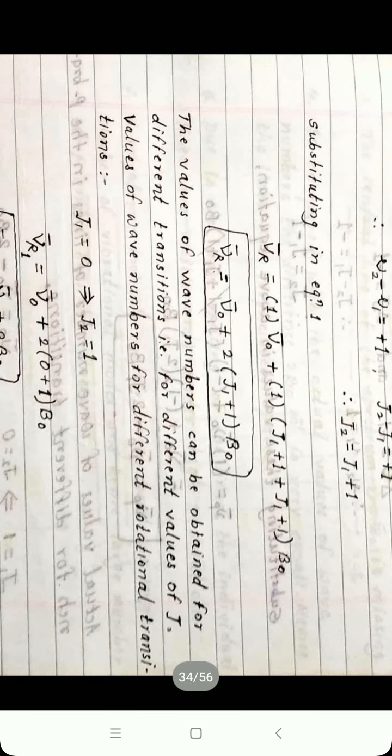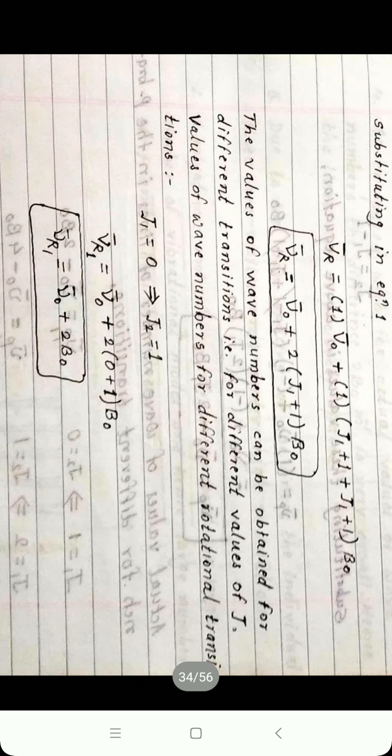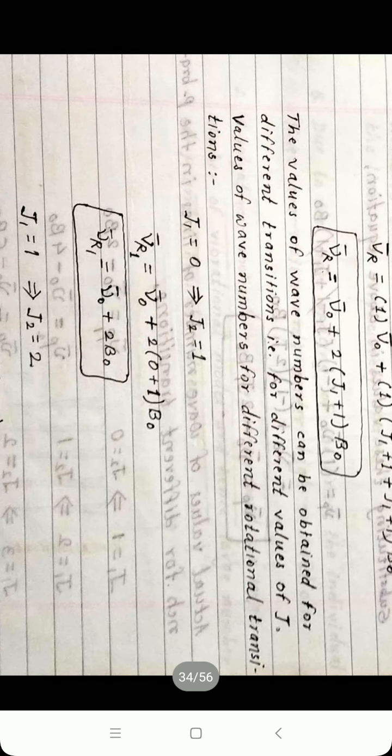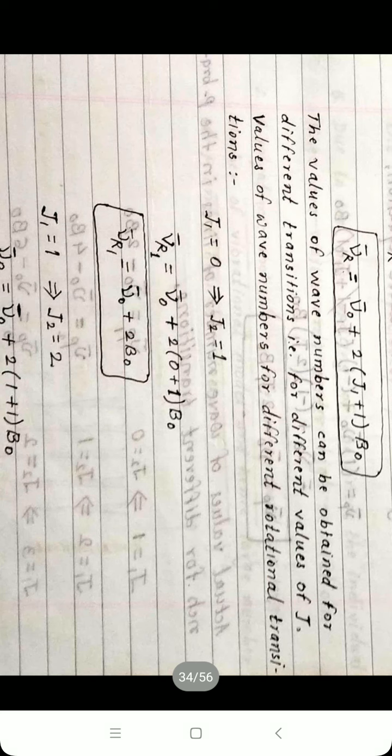Then for different values of rotational excitations, consider J1 = 0 to J2 = 1, because ΔJ is +1. Therefore, J1 = 0 to J2 = 1, first excitation, 0 to 1. Therefore, J2 - J1 becomes +1, that is 1 minus 0, that is +1. Substitute in the above equation, that is ν̄R1, the first line in the R branch region. The wave number of the first line in the R branch region. Therefore, we got the equation ν̄R1 = ν̄0 + 2B0.